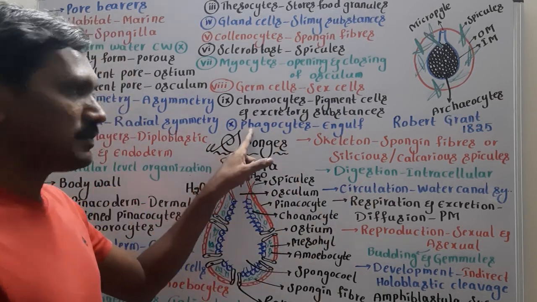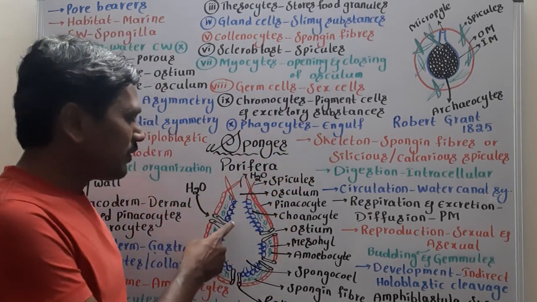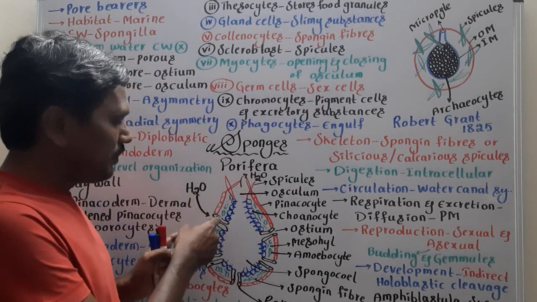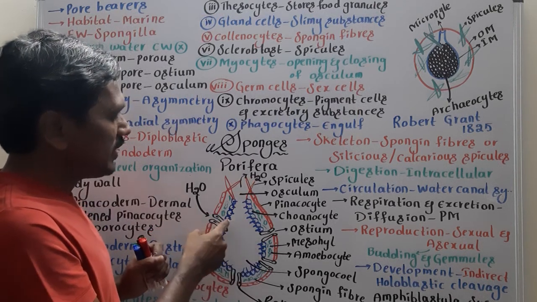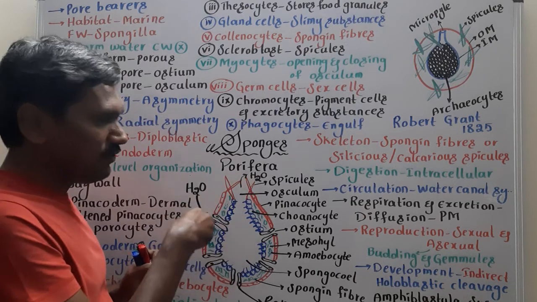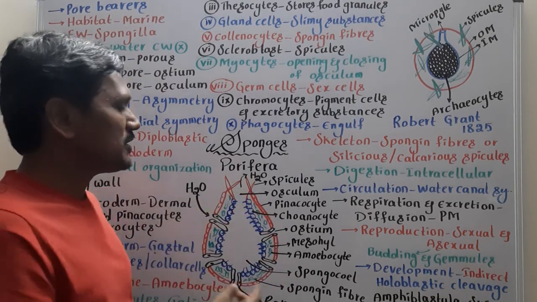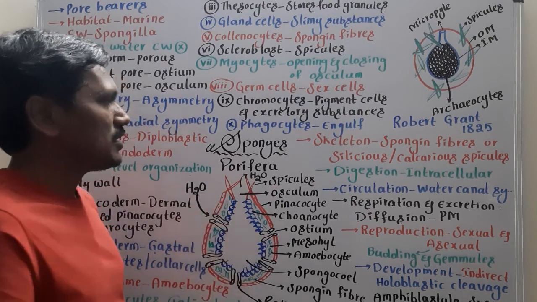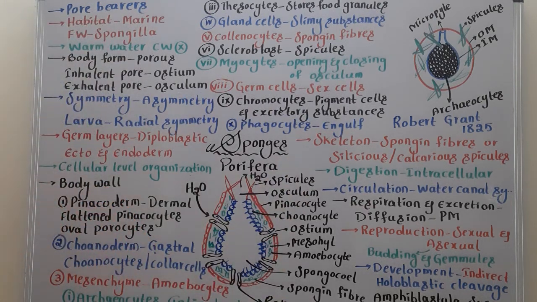Then phagocytes. Phagocytes receive the food material from the choanoderm or choanocytes and they engulf it. These phagocytes are present in the mesohyl layer, and they even engulf excreta and waste substances present in the inner surface and excrete them. That's how the phagocytes work. And coming to the skeletal system.